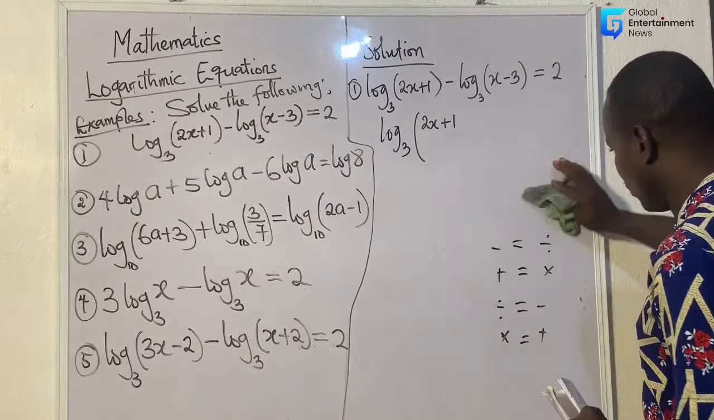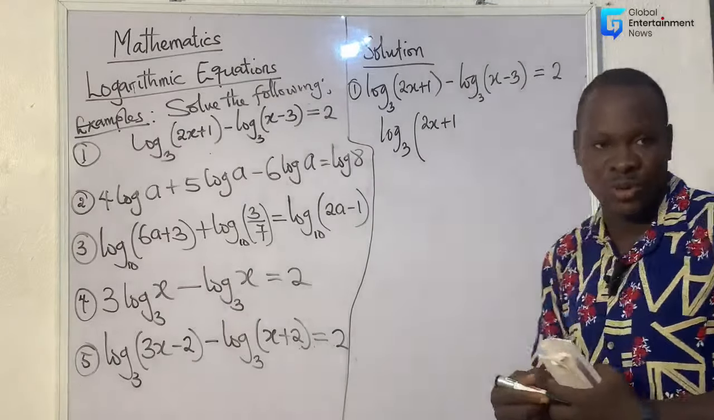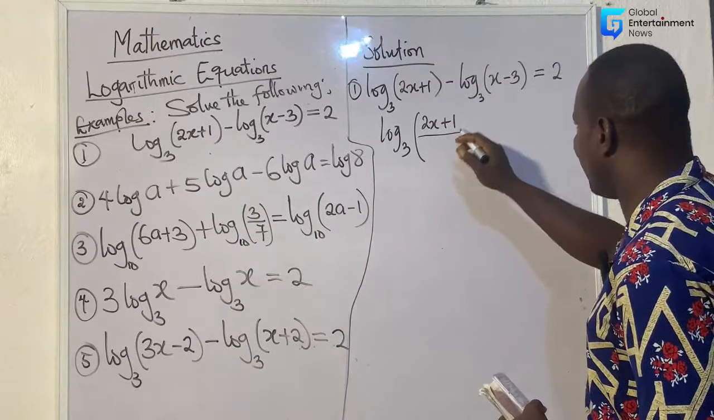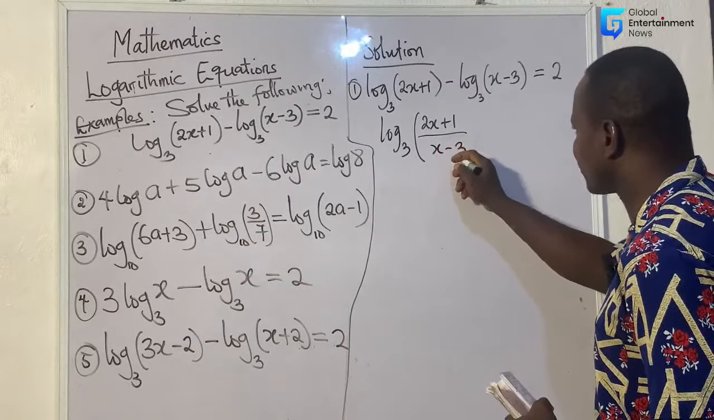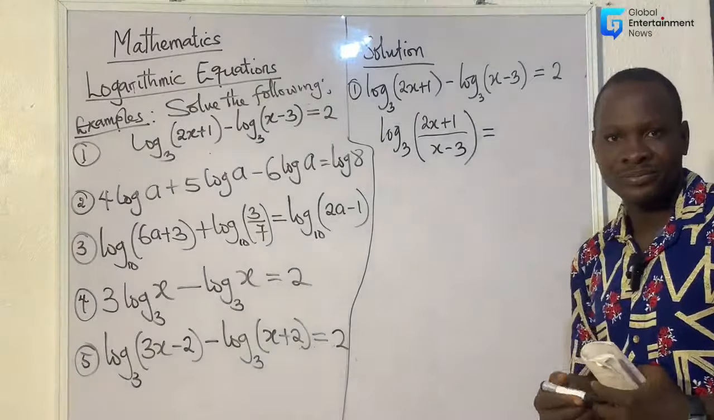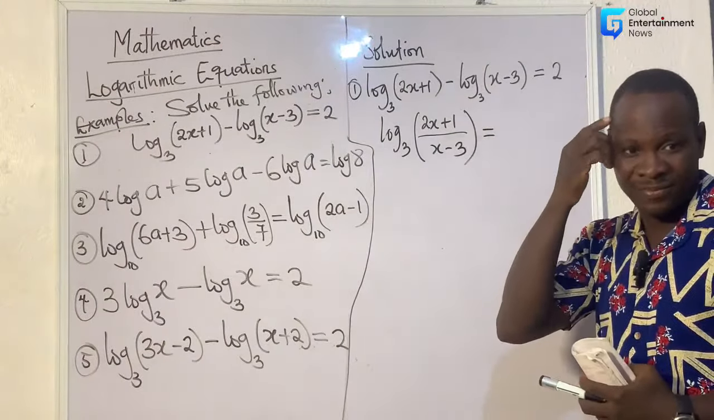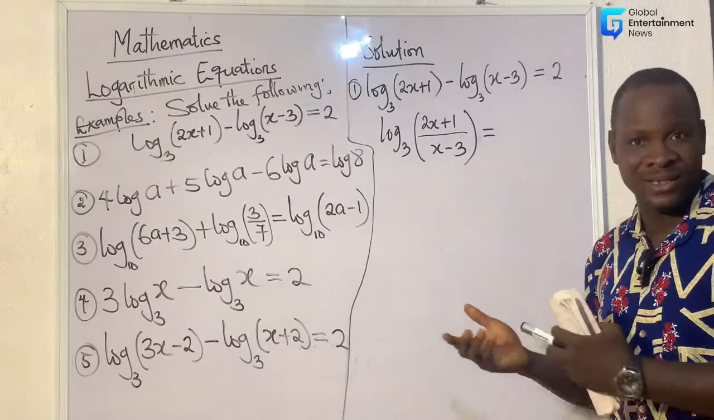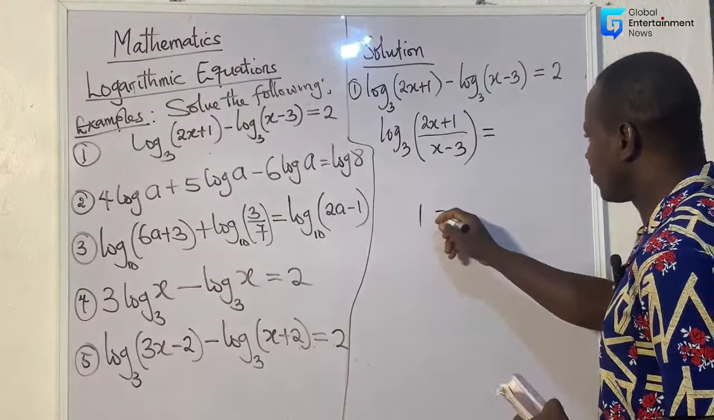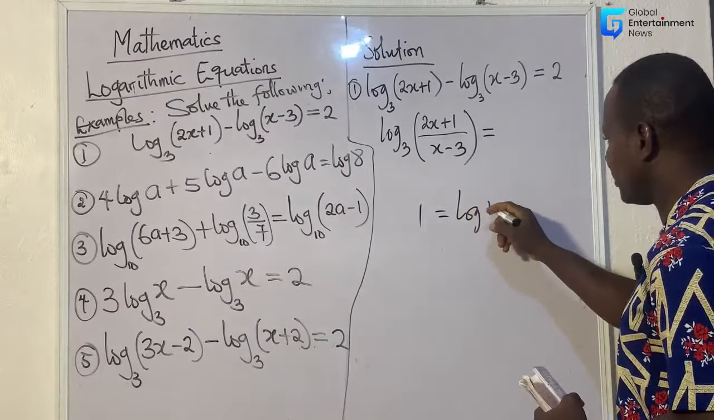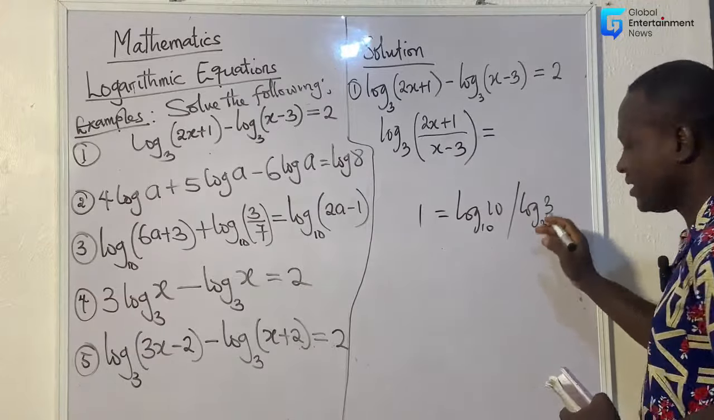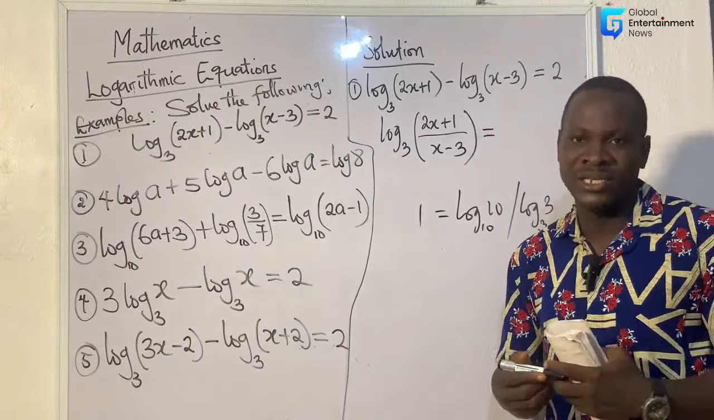So 2x plus 1 all divided by x minus 3, then bracket close, is equal to... you remember this. Once we have a whole number in the logarithm, if I want to get 1, 1 could be log 10 base 10, or it could be log 3 base 3. So far the log and the base are equal, it's going to give me 1.